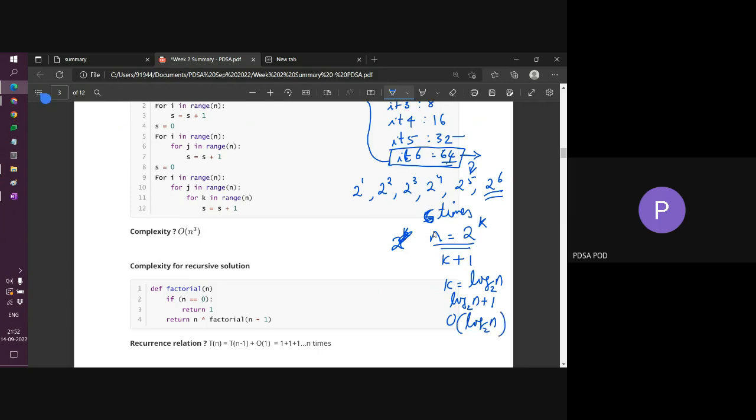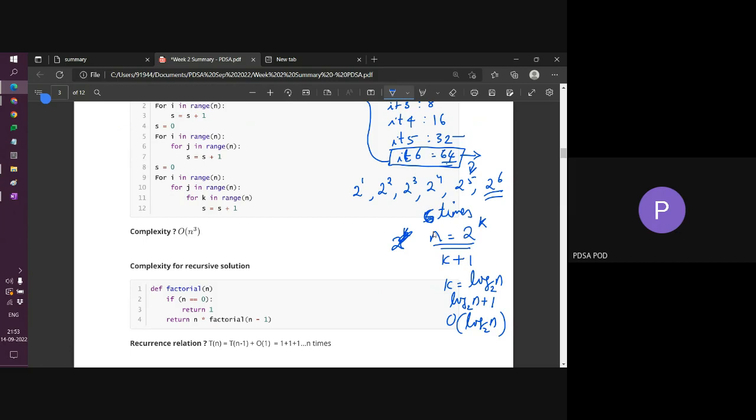Every time you are halving, right? Sorry, doubling, right? So you are reaching 32 faster and faster. From 1 to 2, you had only one small step. From 2 to 4, you had 2 steps. From 4 to 8, you made a leap of 4 steps. From 8 to 16, you made a leap of 8 steps. So you are reaching 32 faster and faster, and that is reflecting in this logarithmic factor.